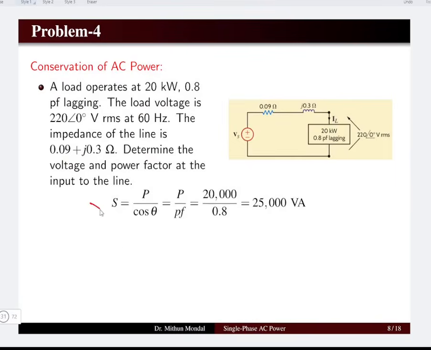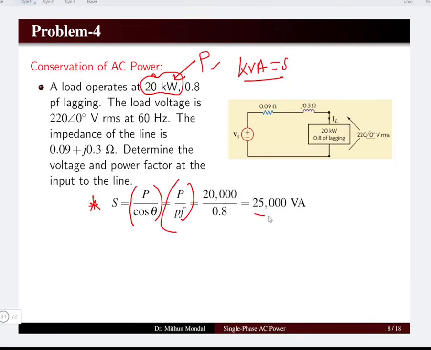So first we need to determine the complex power. We can determine the complex power as the real power divided by the power factor cos theta, because the power of the load is given in kilowatt. The meaning is that it is given the real power. If it is given in kVA, then we can take that to be the complex power S. But here the real power is given, so we can use P by cos theta, which is P by power factor. Hence it gives 25 kVA as the complex power which is given to the load.